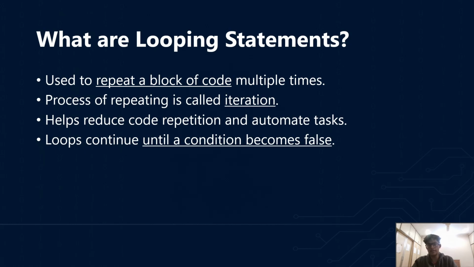What are looping statements? A looping statement allows a program to repeat a set of instructions as long as a specified condition is true. This process of repeating is called iteration. When the condition becomes false, the loop stops executing.